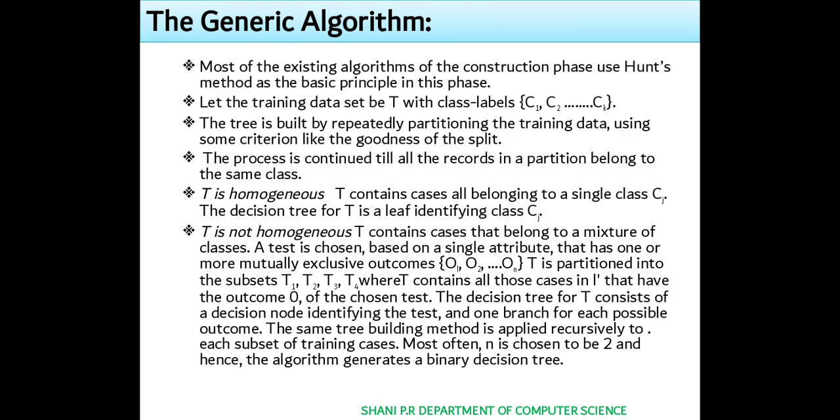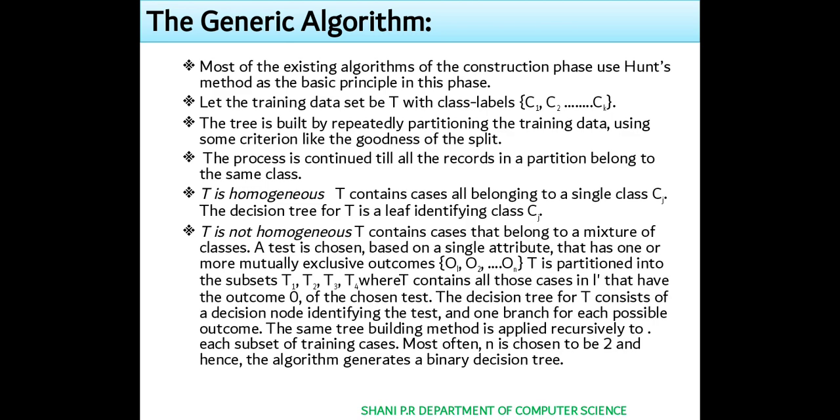Okay. Next we have the point that the tree is built by repeatedly partitioning the training data using some criterion like the goodness of the split. So as you know, only after considering the splitting can we find out the value. So we split the attributes and find out the result. To find out the result, there is a formula. Okay, that is not given in detail in your syllabus. So when you study the masters, you will know how the calculation takes place when you are splitting the data.